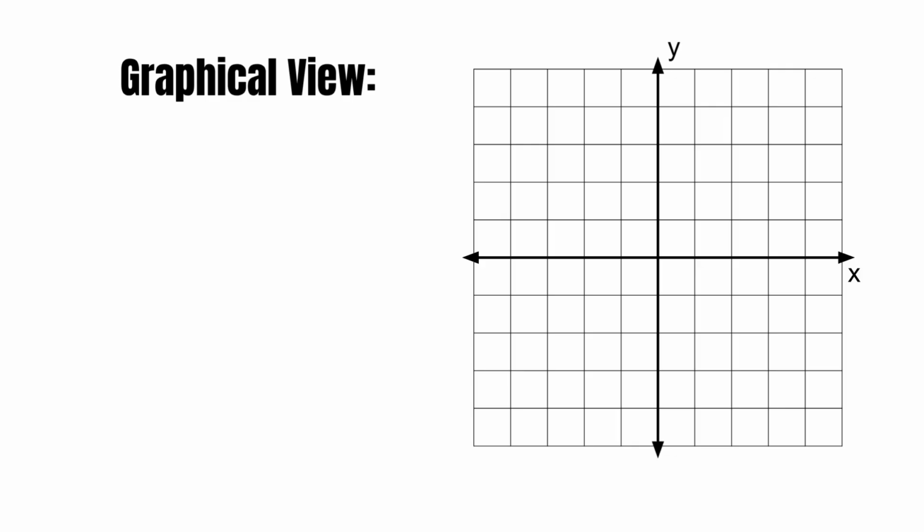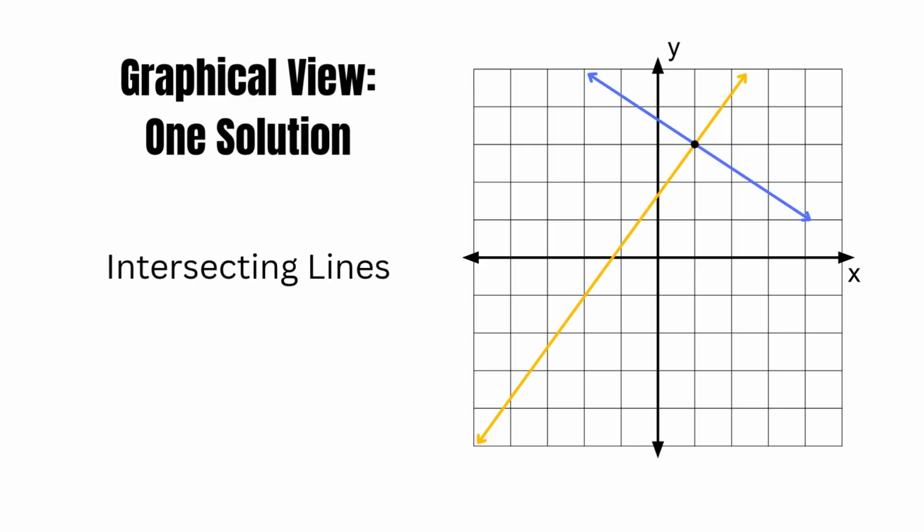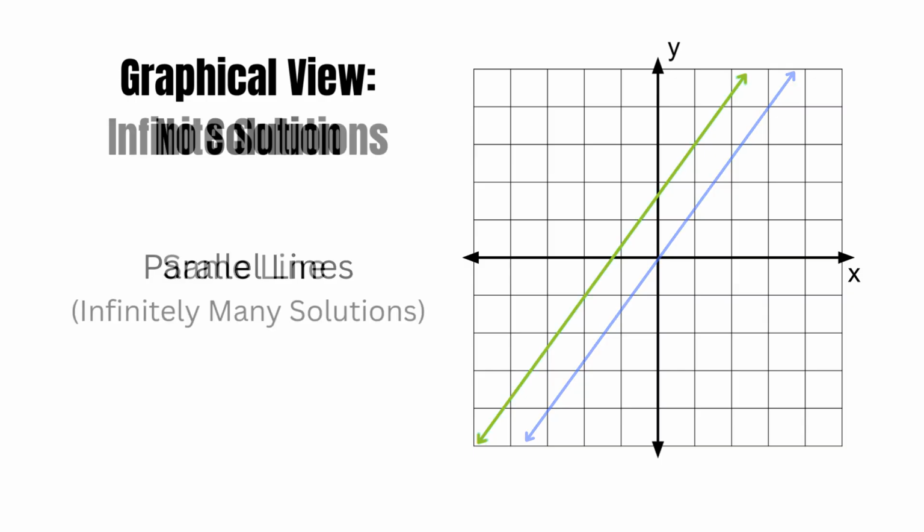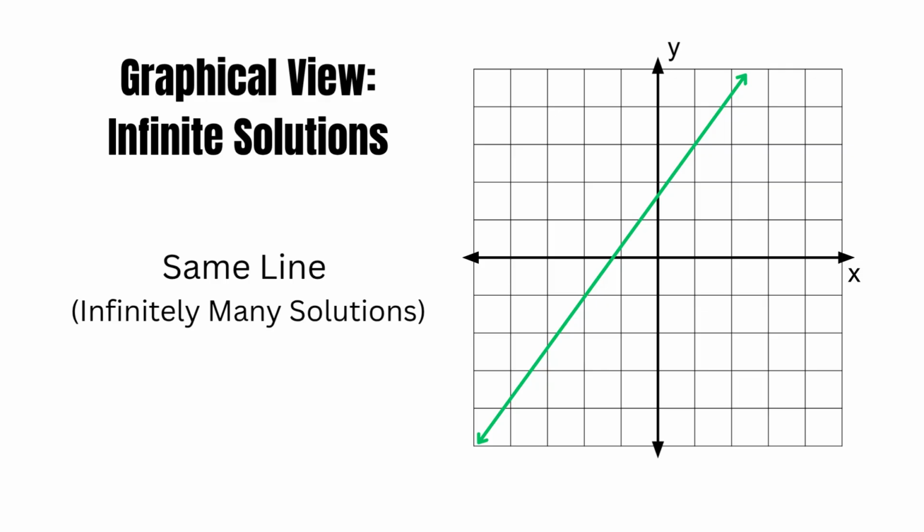Before looking at the algebra, let's see how these three outcomes appear visually on a graph. When an equation has one solution, it represents two lines that cross at a single point on the grid. The coordinates of that intersection point represent the single solution to the equation. When an equation has no solution, it represents two parallel lines. Parallel lines run in the exact same direction without ever crossing, so there is no intersection point. When an equation has infinitely many solutions, it represents the exact same line. Because one line sits directly on top of the other, every single point along the line touches, meaning every point is a solution.